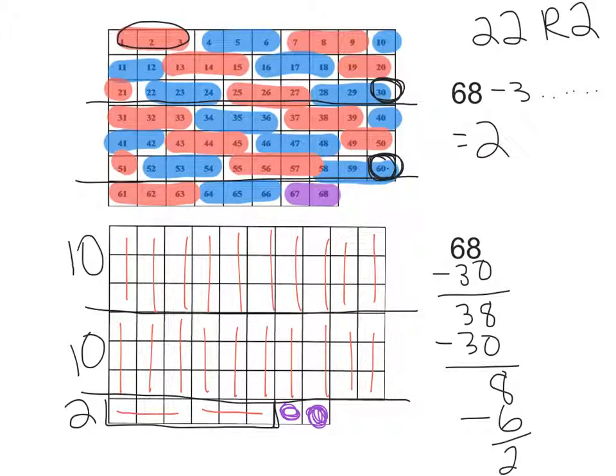So let's figure out how many groups that actually is. I have 10 groups of 3 plus 10 groups of 3 plus 2. 10 plus 10 plus 2 is 22, and I have a remainder of 2. The key is, remember, groups of blank. What is your divisor? You're looking for groups of that number.